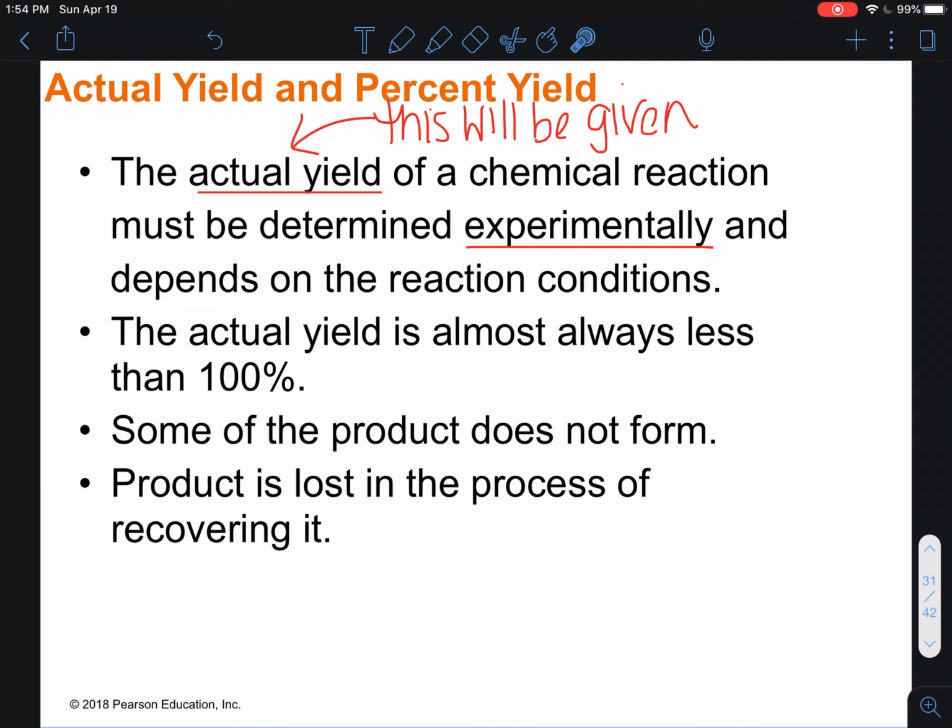Extraction purposes or purification techniques, all that stuff has to be perfect in order to actually have 100% yield. Again, most of the time it's human error, but it also can be that it's just not a very good reaction, right? Product is lost in the process of recovering, all that stuff. One of the things that you also need to know for percent yield is if you get something that's greater than 100%, that means you also did something wrong, because you can never really get more than what you should out of a chemical reaction.